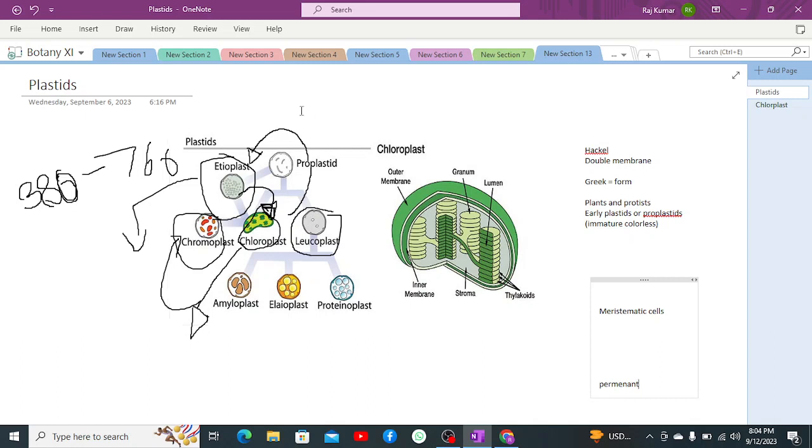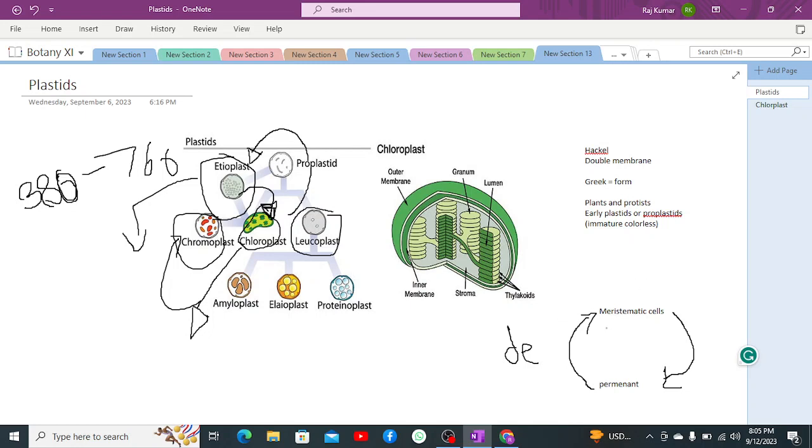Meristematic cells are undifferentiated cells, which means these are dividing cells capable of cell division, and permanent cells are differentiated cells. Now, when undifferentiated meristematic cells are converted into permanent differentiated cells, this process is known as differentiation. And when permanent cells are converted back into undifferentiated cells, which means regaining the capability of cell division after losing it, this is known as de-differentiation, in which the cells again regain their capability of cell division.